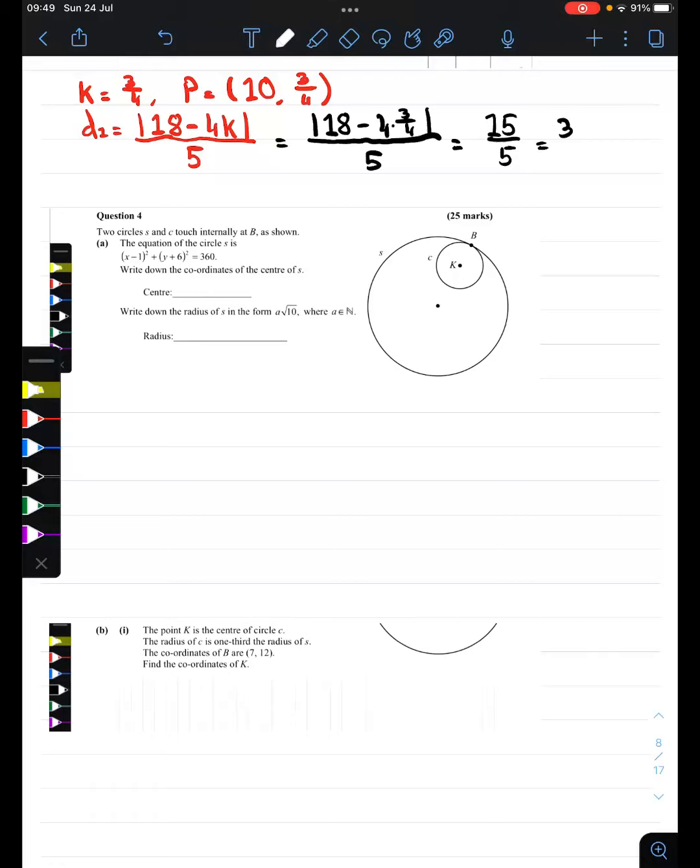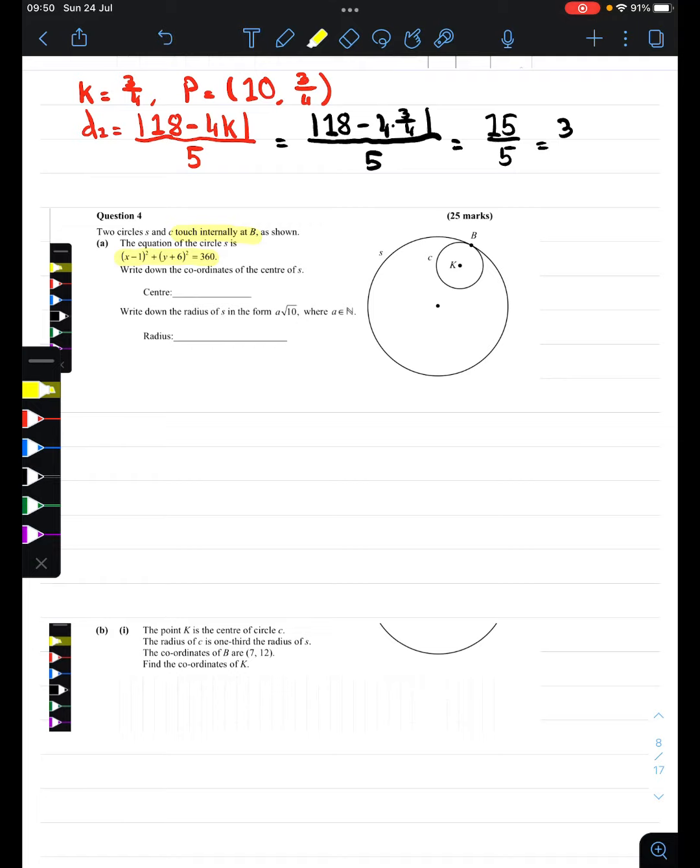Hi guys, so today we're going to take a look at question 4 from paper 2 of the 2015 exam. We have two circles, S and C, which touch internally at B, as shown. The equation of the circle S is (x - 1)² + (y + 6)² = 360. So S is the bigger circle.